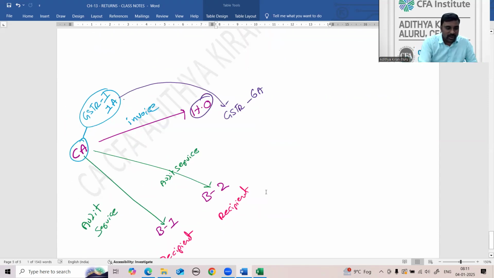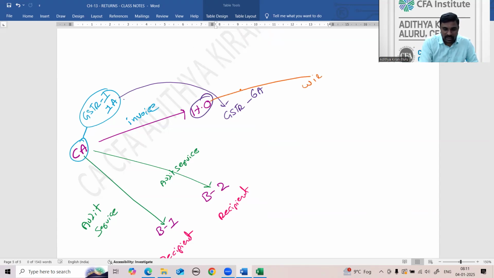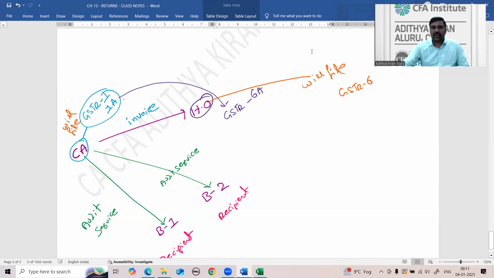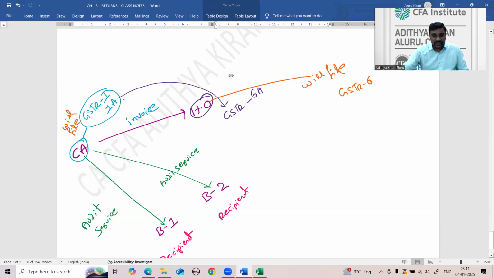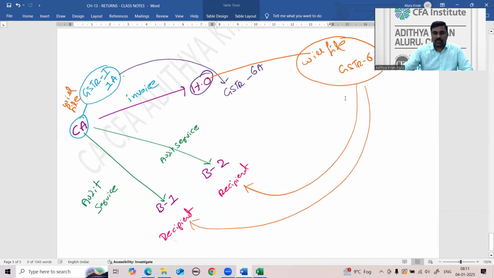Now the head office will file GSTR 6. CA will file GSTR 1 and GSTR 1A. That will be reflected to the head office in the form GSTR 6A. Head office is filing GSTR 6, and that will be available to branch 2 and branch 1 in GSTR 2A.